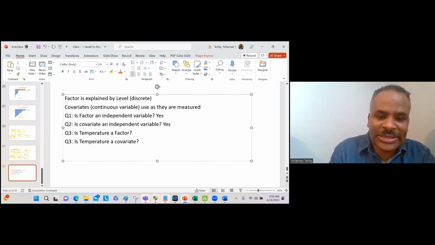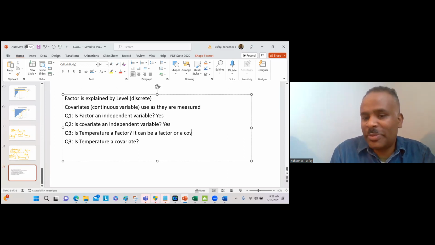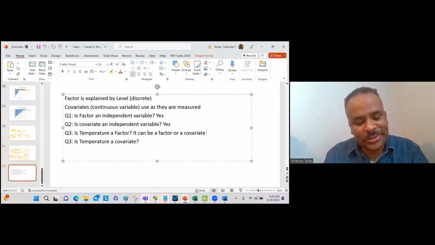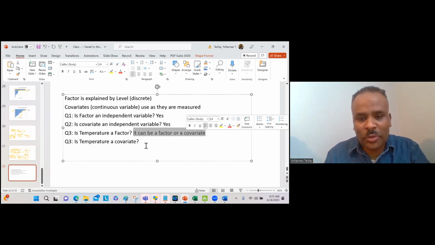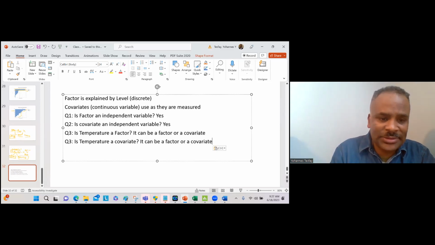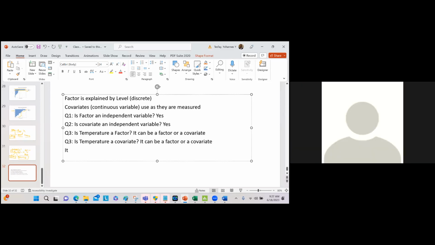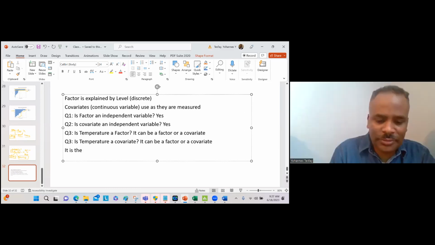Okay, it can be a factor or a covariate. It depends. Here also the same thing. It can be a covariate or a factor. It depends on the experimenter, the engineer, who decides that. Good to know? He decides that.